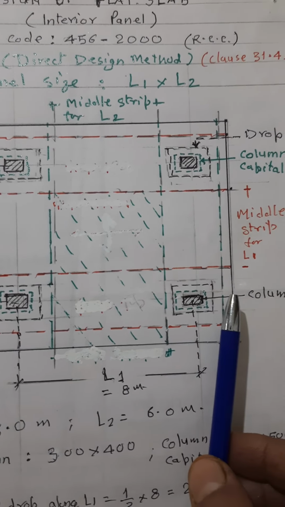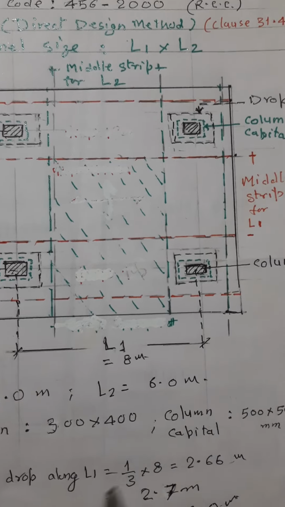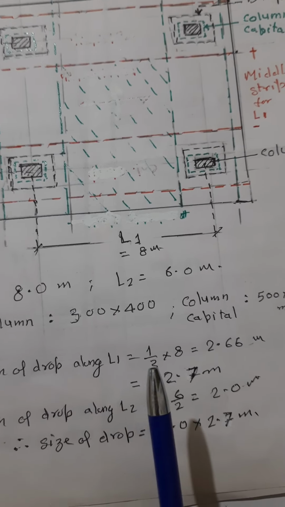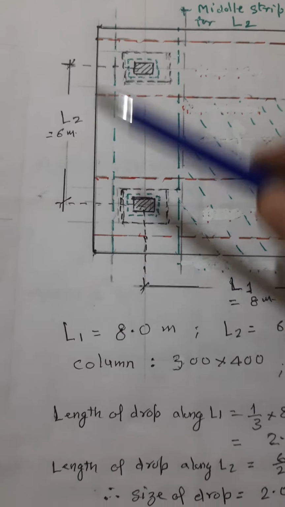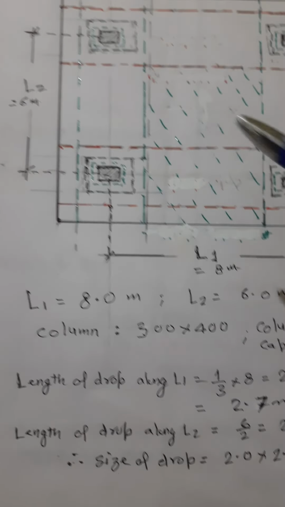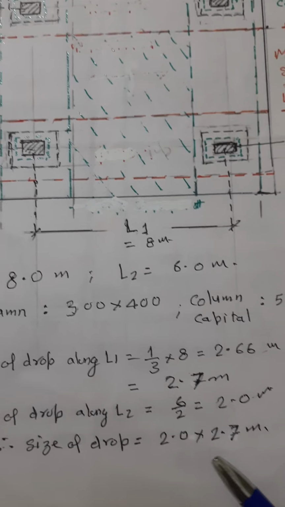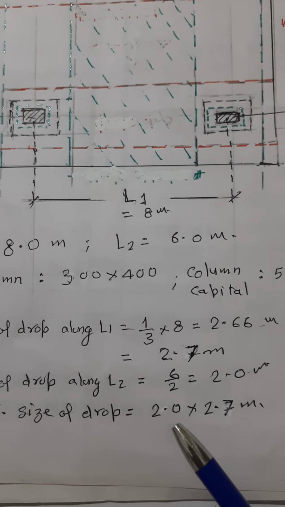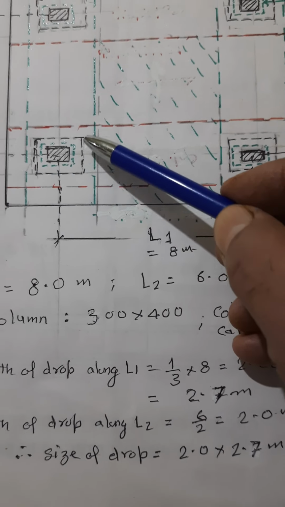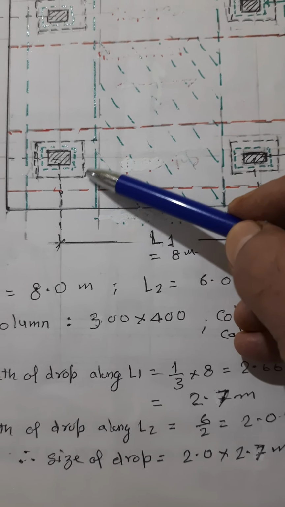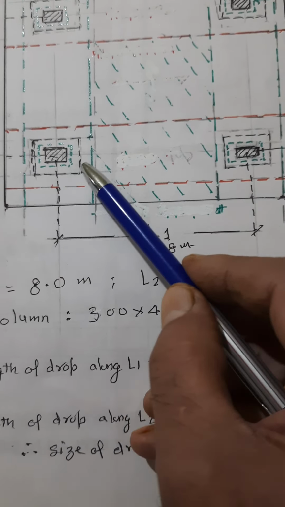So this is 8. 1/3 of 8 is 2.6. So I am taking this as 2.7, and this is 6. 1/3 of this is 2. So the size of the drop will be 2 cross 2.7. This is 2.7. This is 2.00. This is 2.00. This is 2.7.